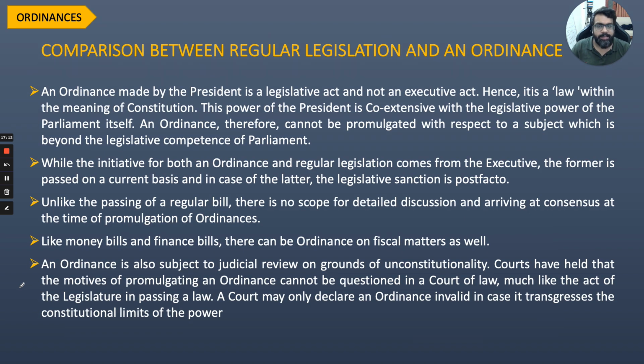So first things first, the ordinance which is enacted by the president is a legislative act and it's not an executive act, which means it is a law. Under the purposes of Article 13 Clause 2, ordinances are a law and ordinances cannot violate fundamental rights. And this, as I said before, is coextensive with the powers of the parliament. Therefore, if there is something on which the parliament can't make a law, that is also something on which an ordinance can't be promulgated. This is also true for state counterparts.